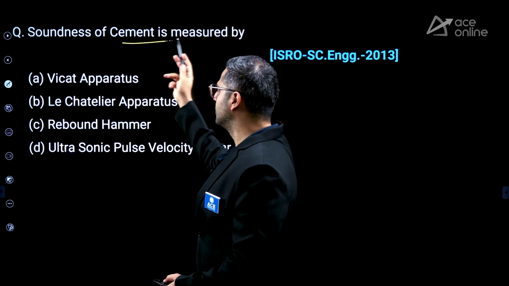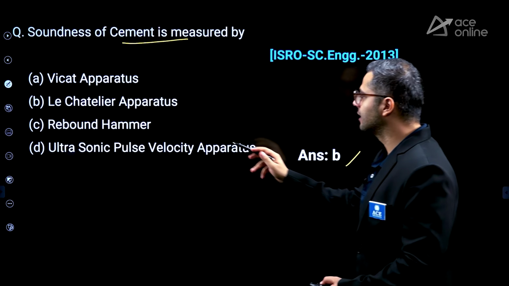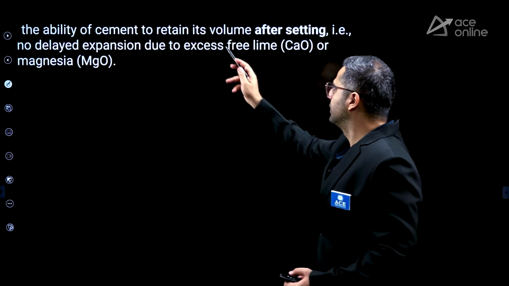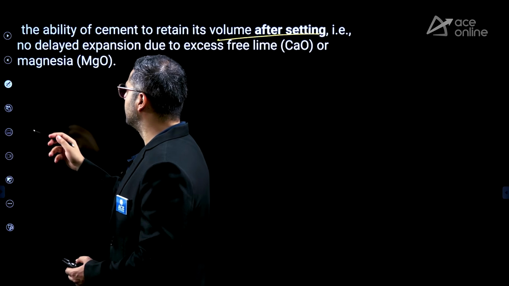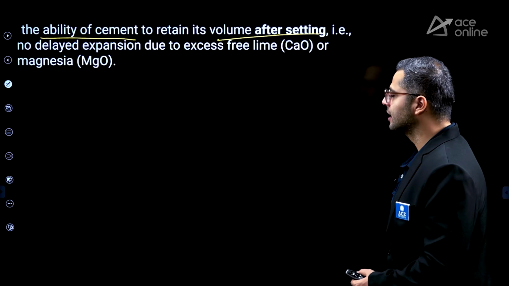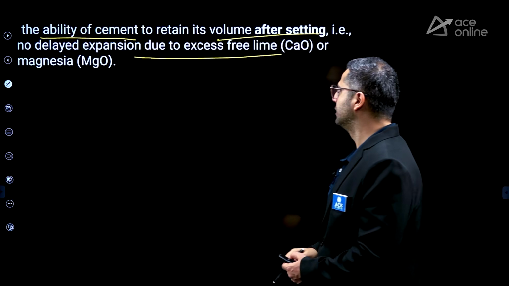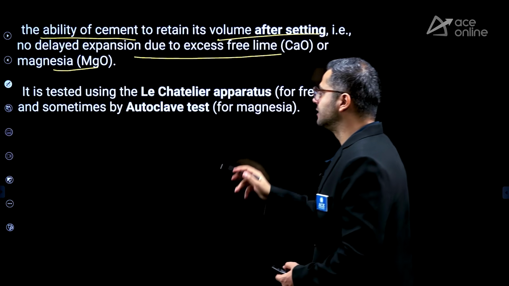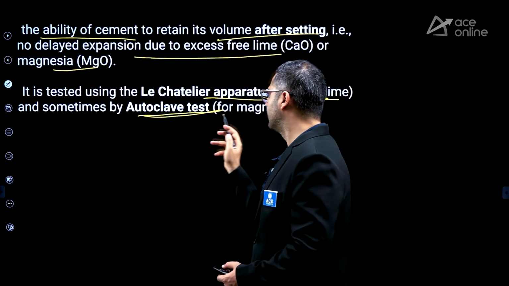Now, after that, they are saying the soundness of the cement is measured by, so yes, it is measured by Le Chatelier's apparatus. We test the change in volume after setting of the cement. When we say soundness of the cement, it is the ability of the cement to retain its volume after setting. The change in volume is primarily due to the expansion caused by excess free lime or magnesia present. It is tested by Le Chatelier's apparatus for free lime and by autoclave testing for magnesia.